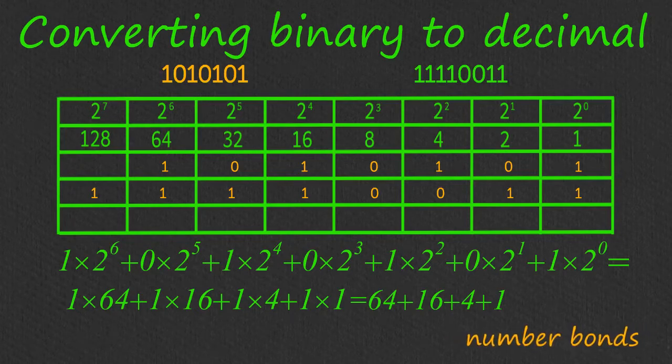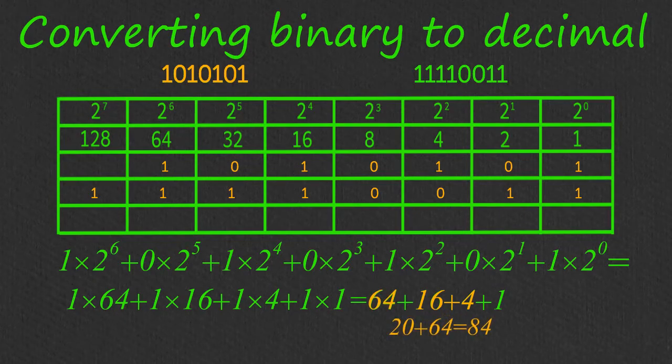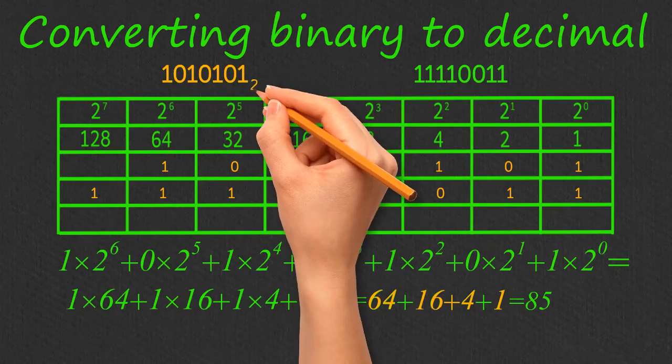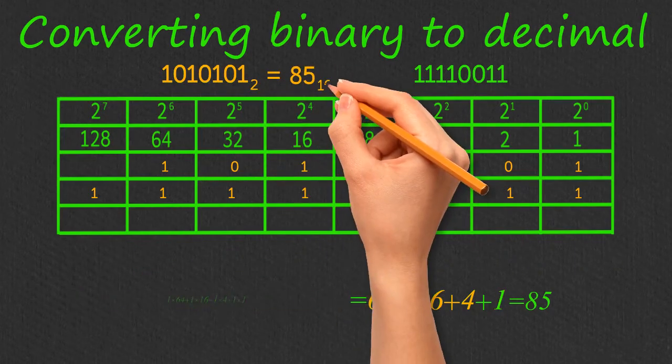Remembering our number bonds, we can add 16 and 4 together to 20 first, then add this to 64, which will give us 84. Then the last term in the sum is 1. So the decimal equivalent is 85. Finally, we can write the answer as 1010101 binary is equal to 85 in decimal.